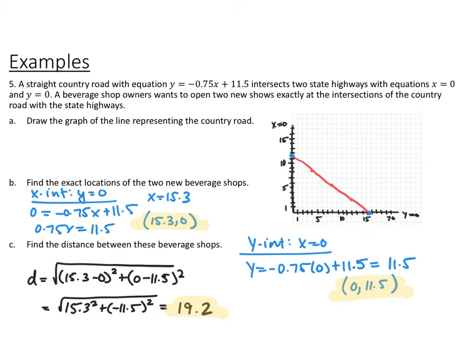And then where it intersects x equals 0, that would be your y-intercept, which you could probably just read straight off of this slope-intercept form, or plug in 0 for x, negative 0.75 times 0 is 0, plus 11.5 would be 11.5. So where the second beverage shop should be is 0, 11.5. So now you have 2 coordinate points, 15.3, 0 and 0, 11.5. So then I used the distance formula to find the distance between them and got 19.2. They don't give us any units, so that's just 19.2.